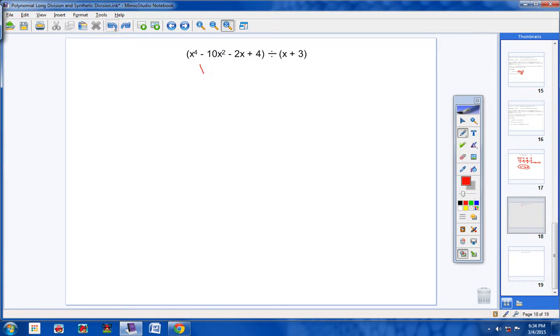Okay? So is this written in standard? Yes, a 4, then a 2, then a 1, then a constant term. Is this written in standard form? Yes, it is. So we're good. Change the sign of this number here. So I'll put a -3.